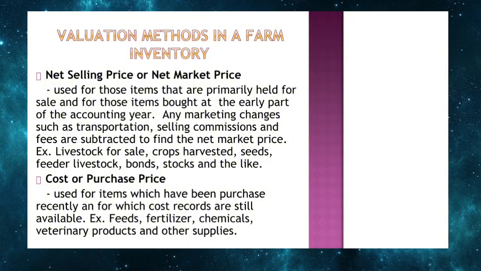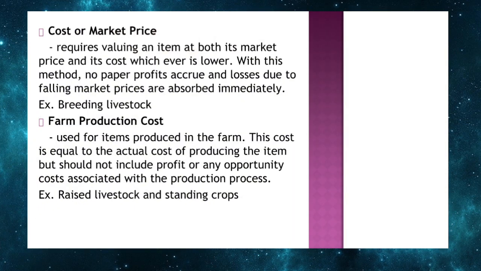or deterioration. In this slide, we learn about the cost or market price method, which assigns the lower of the item's cost or its current market price. This method prevents recording paper profits, meaning unrealized gains due to rising prices. Instead, it ensures losses from declining market value are recognized immediately. This method is commonly used for breeding livestock or other assets that may fluctuate in value depending on market conditions.